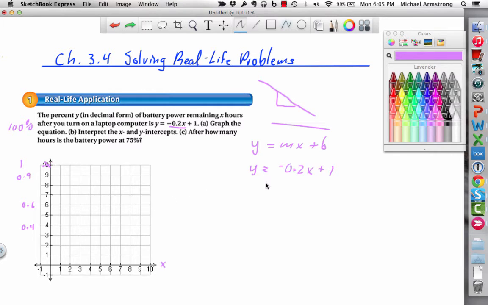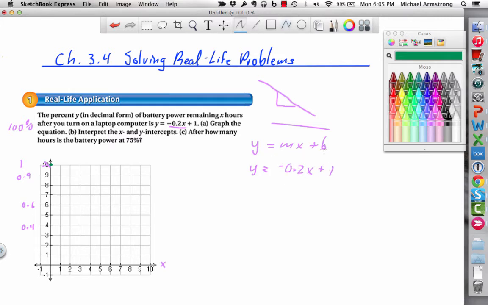Maybe I should change that color. Would that be more helpful so that we're not seeing the same thing? We'll use green. I don't know if that'll show up well enough, but we're going to do it anyway. Okay, so it says graph the equation. That's what we have to do first. We see that our slope is 0.2 and negative.